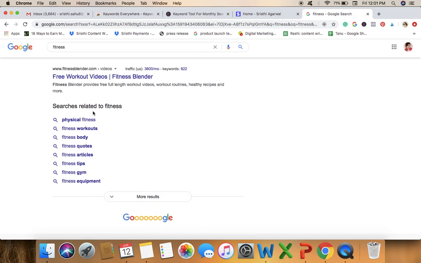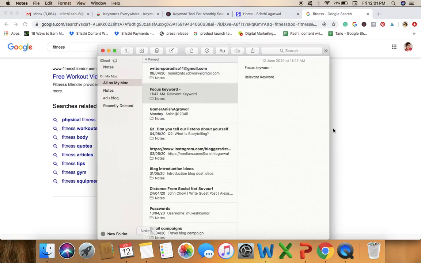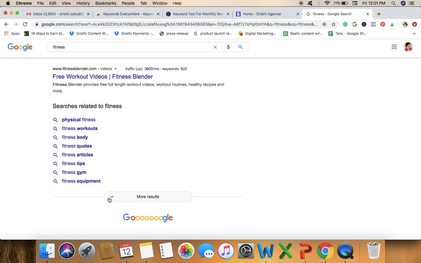The first is you go and see searches related to fitness: physical fitness, fitness workouts, fitness body, fitness quotes, articles, tips, gyms and equipments. Now these are the keywords which actually become your relevant keywords. So the focus keyword was fitness. Okay, now the relevant keywords are all these keywords which you're finding here. Okay, like physical fitness, fitness workout.